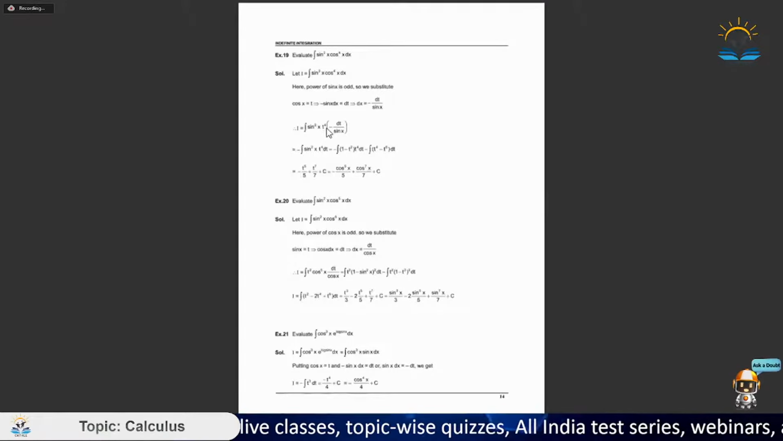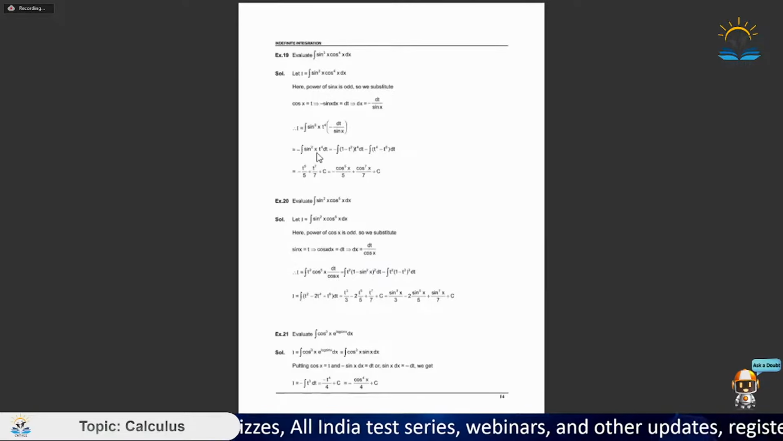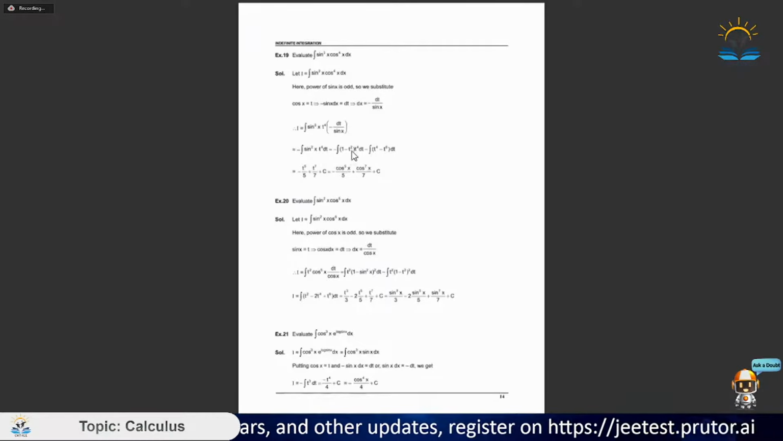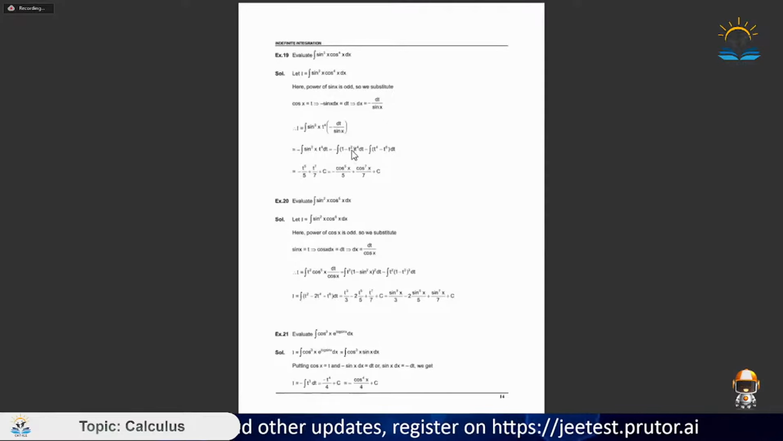So we get t to the power 4. The sin x gets cancelled. We get minus outside, minus sin square x t to the power 4 dt. What we do here is we put sin square x as 1 minus cos square x, and 1 minus cos square x can be written as 1 minus t square.